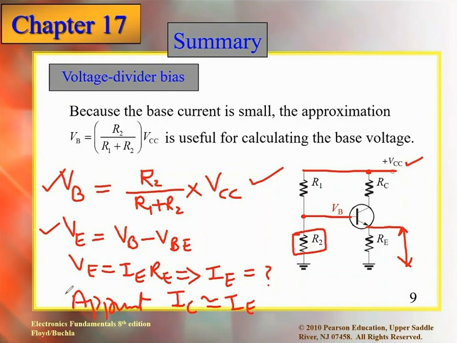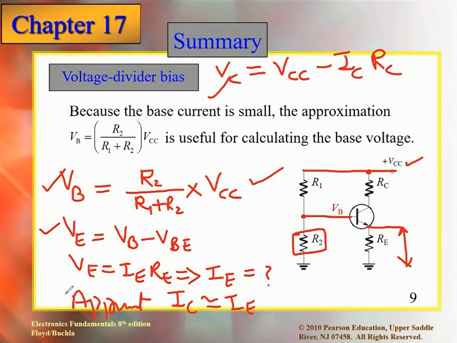Now, which voltage is remaining, girls? VB is clear, VE is clear, but VC is not clear. What is VC? VC is VCC minus IC into RC. Do you know IC? Do you know RC? Do you know VCC, which will be given? Just put in the values and calculate VC. This way we have calculated all the voltages.